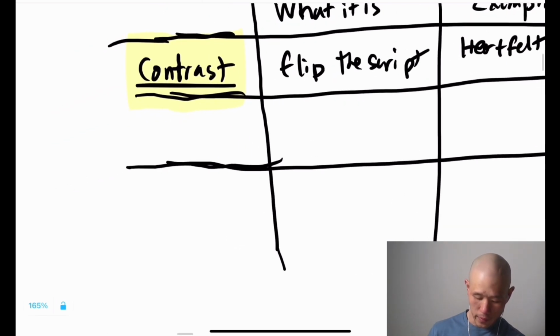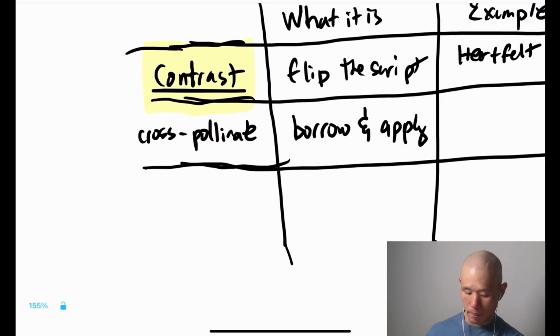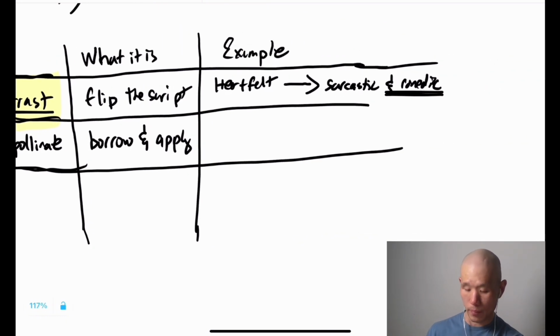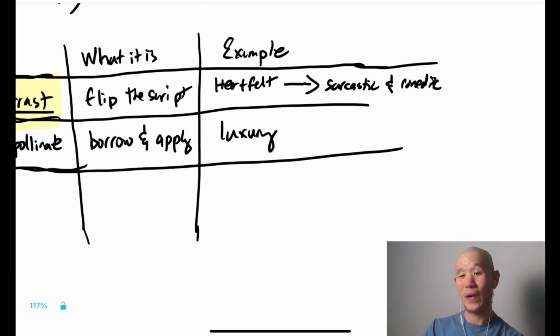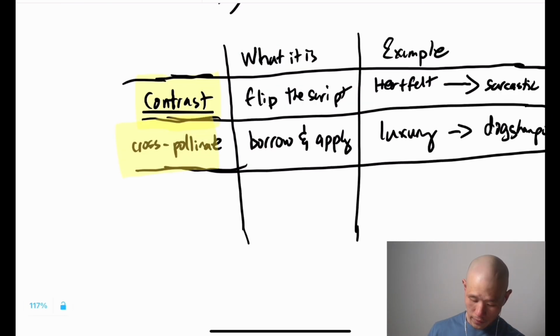Number 2 is cross-pollinate. And the essence of this is borrow and apply. And by that, I mean borrowing from other industries what's working well and bringing it over to yours. An example of that could be, carrying on with our dog shampoo example, going luxury perfume and taking concepts from very high-end advertising, where there's a lot of luxurious imagery, and borrowing and applying them to dog shampoo, and the imagery is nothing like you've ever seen before in the industry. That's cross-pollinate.